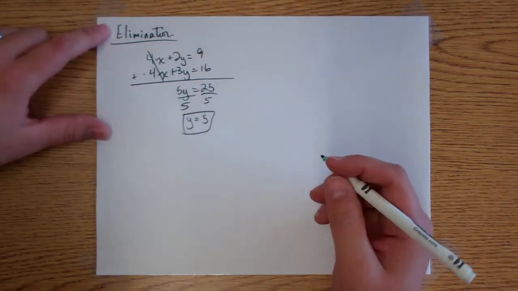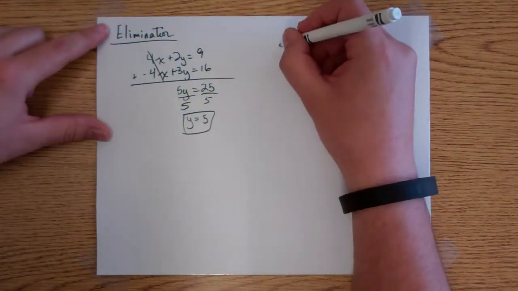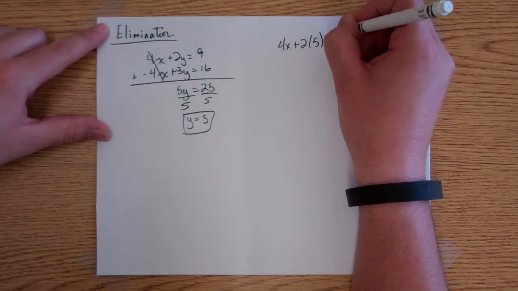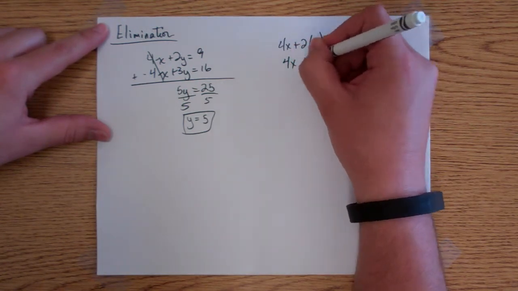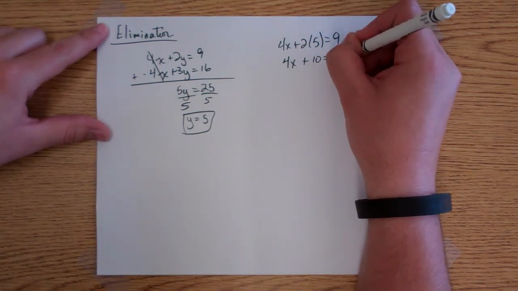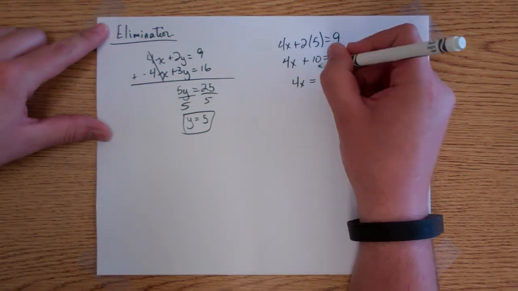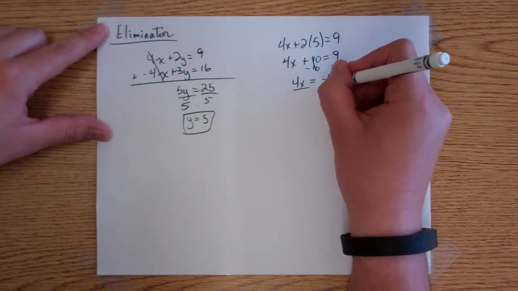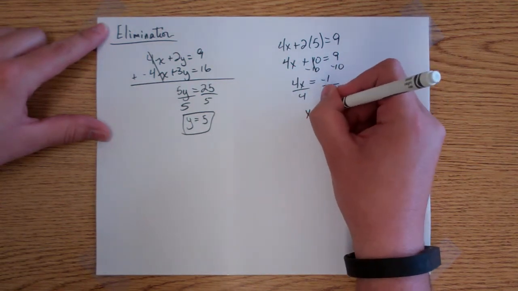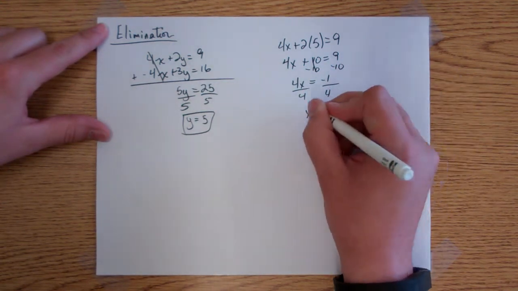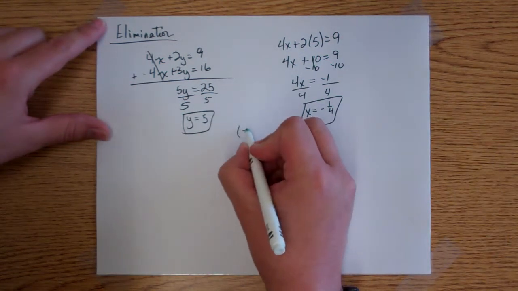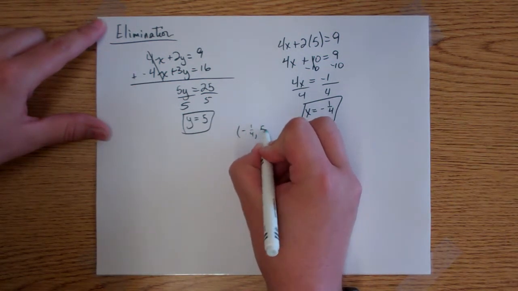You do the same thing: plug it back into the equation that you think is easier. I'm going to do 4x plus 2y equals 9. So it's 4x plus 10 equals 9. 4x equals negative 1, divided by 4. x equals negative 1/4. So our solution for this one would be negative 1/4, comma 5.